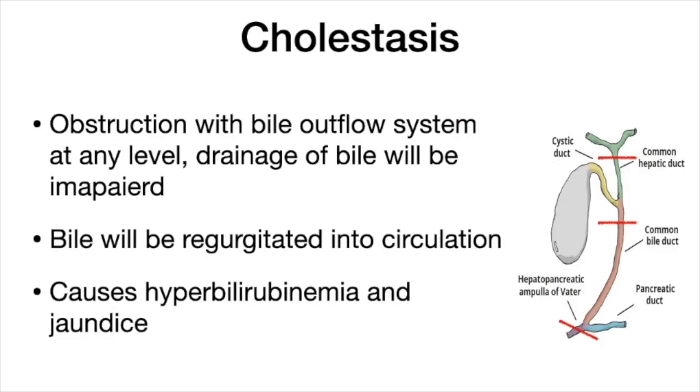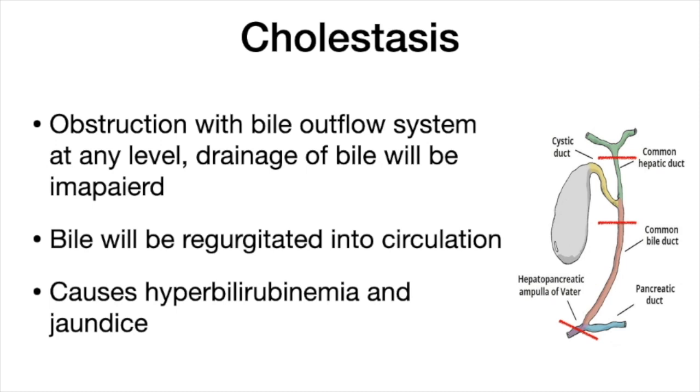Another terminology is cholestasis. That means obstruction of the bile outflow system at any level, so drainage of bile will be impaired. That is called cholestasis. There is stasis of bile. Bile will be regurgitated into the circulation and cause hyperbilirubinemia and jaundice. So that's all about the terminologies regarding jaundice.